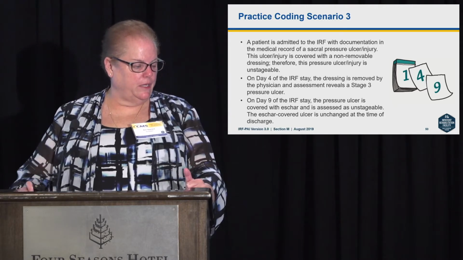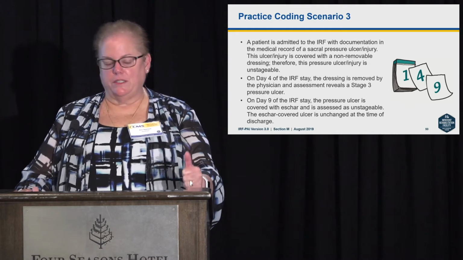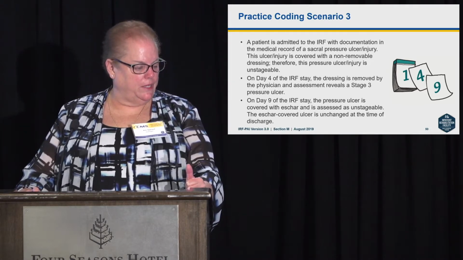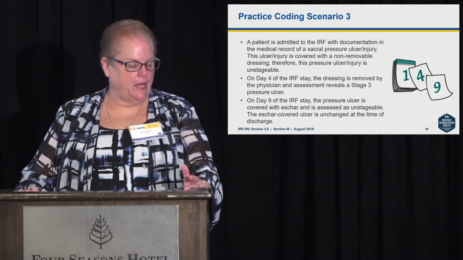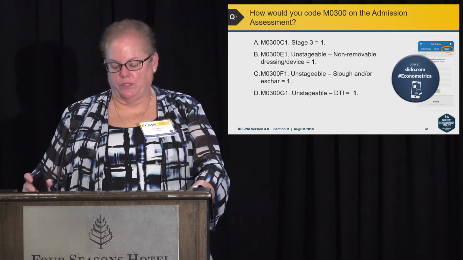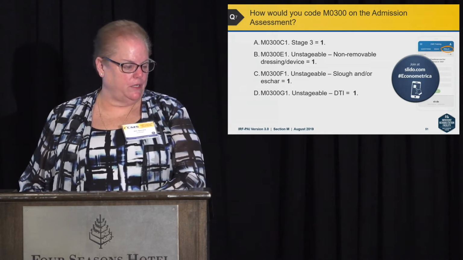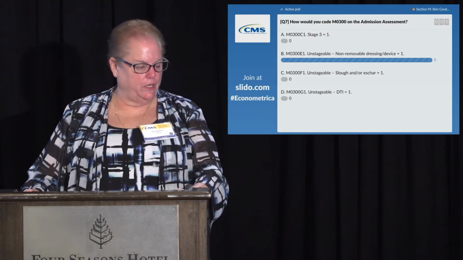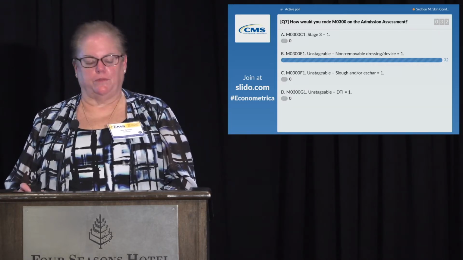So they come in to you, they have a sacral ulcer. It's covered with a dressing or device that you can't remove, so you can't stage it, but you know that it's there. And then at day 4, we know that we can remove it. We have a stage 3. By day 9, and at discharge, it's covered with eschar. All right. So using Slido, how would you code on admission assessment? Would you code M0300CA as stage 3, unstageable non-removable dressing, unstageable due to slough or eschar, or unstageable deep tissue injury?